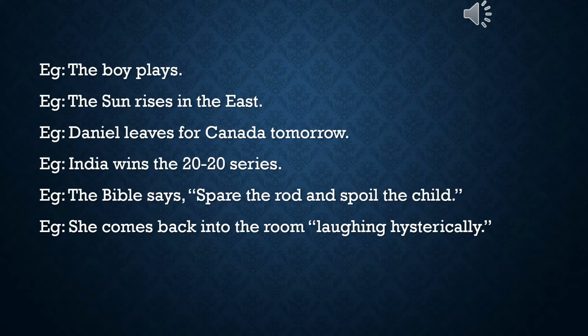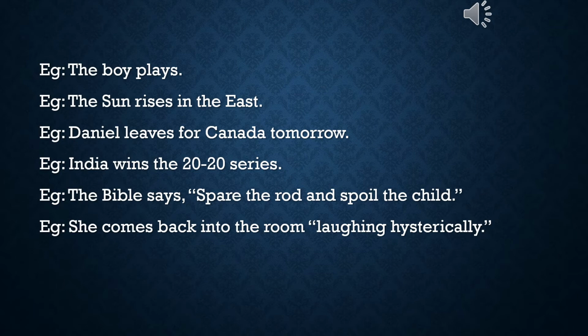Let's have a look at some examples. In the first example, the boy plays. The simple present tense is used to describe a fact or a habit. In the second example, the sun rises in the east. It is used to indicate a general truth. Let's see another example, oil floats in water. Here also, the simple present tense is used to speak about a general truth or a universal truth.